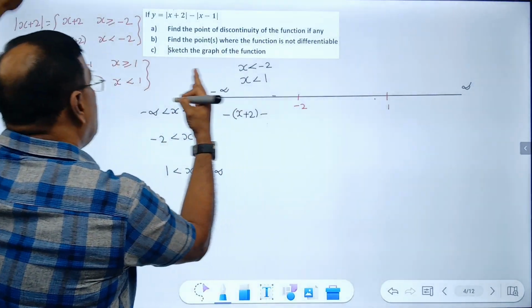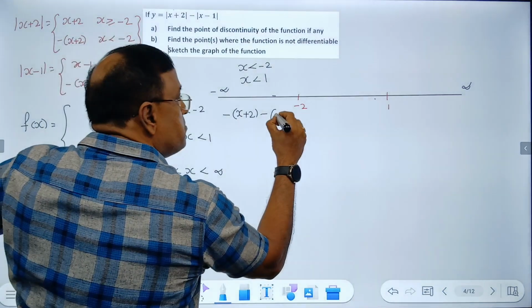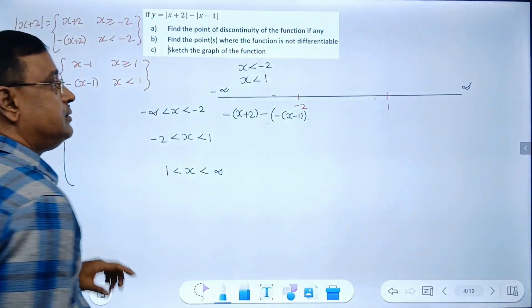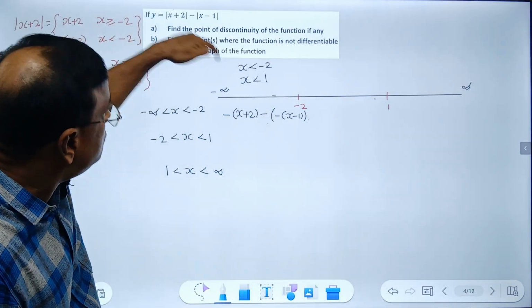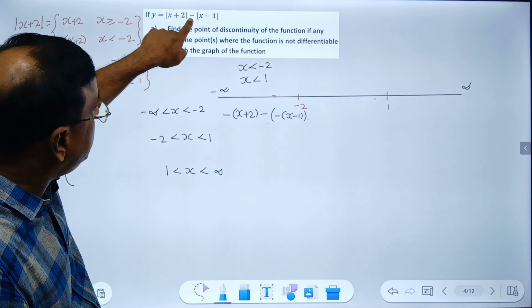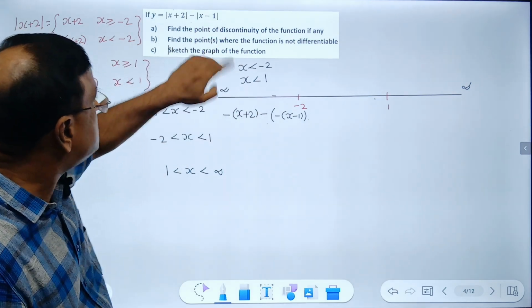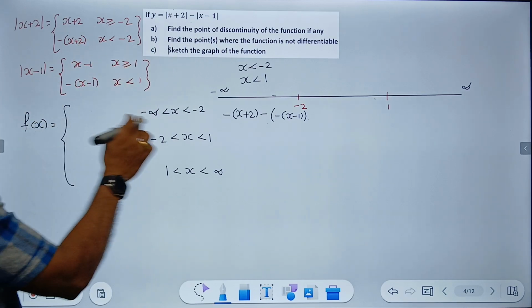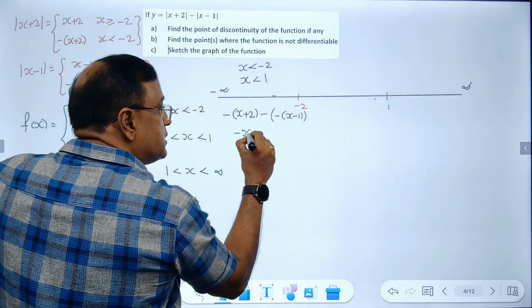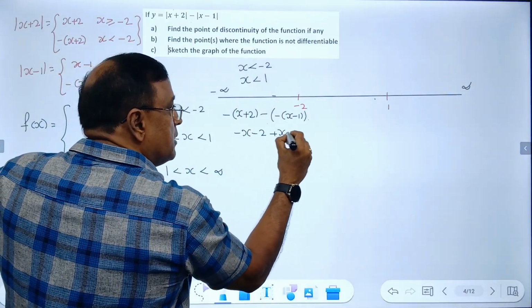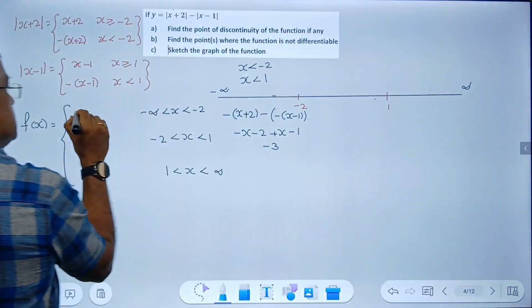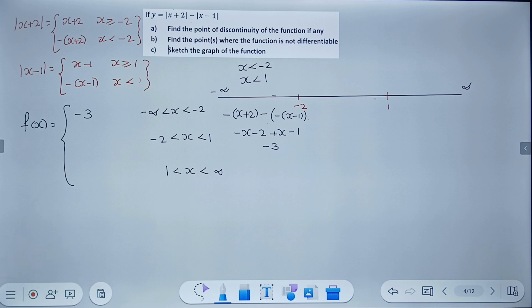Now x is less than 1. What is the definition of modulus? It's again minus of x minus 1. Do you get that? Less than minus 2, so it's minus of x plus 2. This minus sign I'm writing as it is. Modulus of x minus 1 is less than 1, so since it is less than 1, I write minus of x minus 1. If you simplify this, what do you get? Minus x minus 2 plus x minus 1, which is nothing but minus 3. So I just have to write minus 3 here. Understood or no? Is it clear?